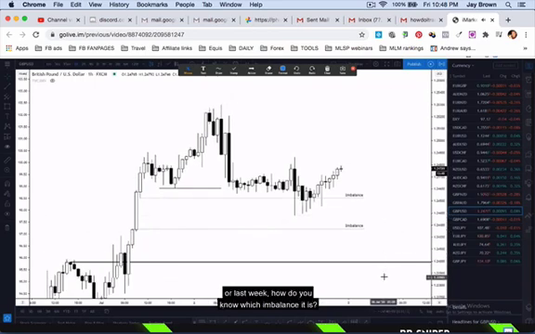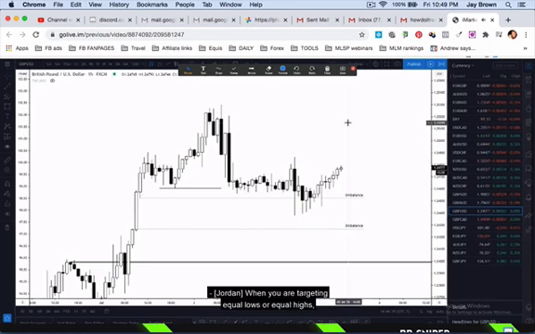So for those of you asking, and we actually got a question earlier this week or last week, how do you know which imbalance it is? How do you know which imbalance is going to be hit and which one's not going to be hit? The perfect imbalance, and I'm going to say this once, the perfect imbalance is one that's resting either below equal lows or above equal highs.